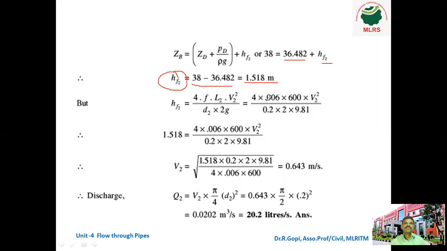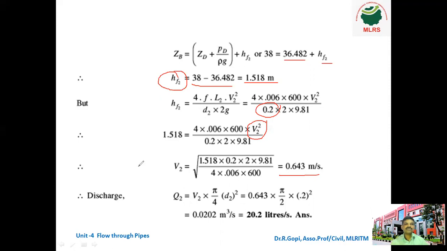So 4 into f, 0.006 into L2. What is L2? 600 into V2 square divided by 2gD. We don't know V2. This diameter is the second pipe diameter, which is equal to 0.2. So using this equation, we can easily calculate this V2. Therefore, V2 is equal to 0.643 meter per second.